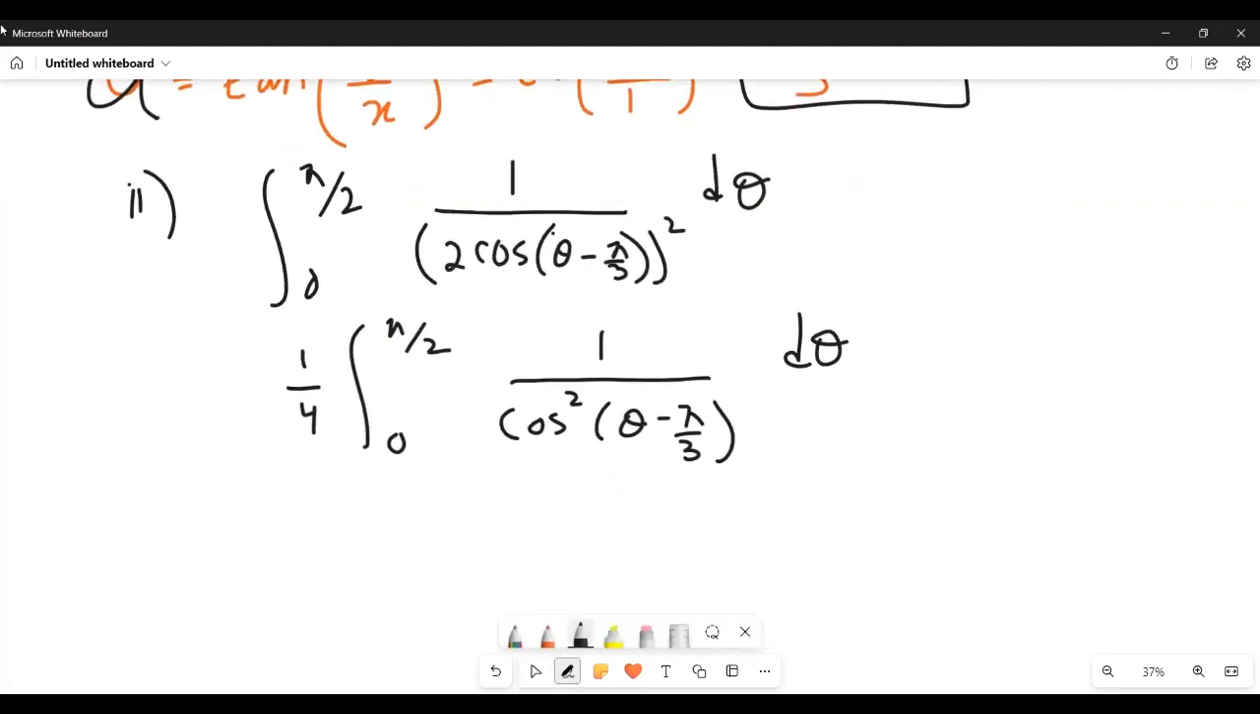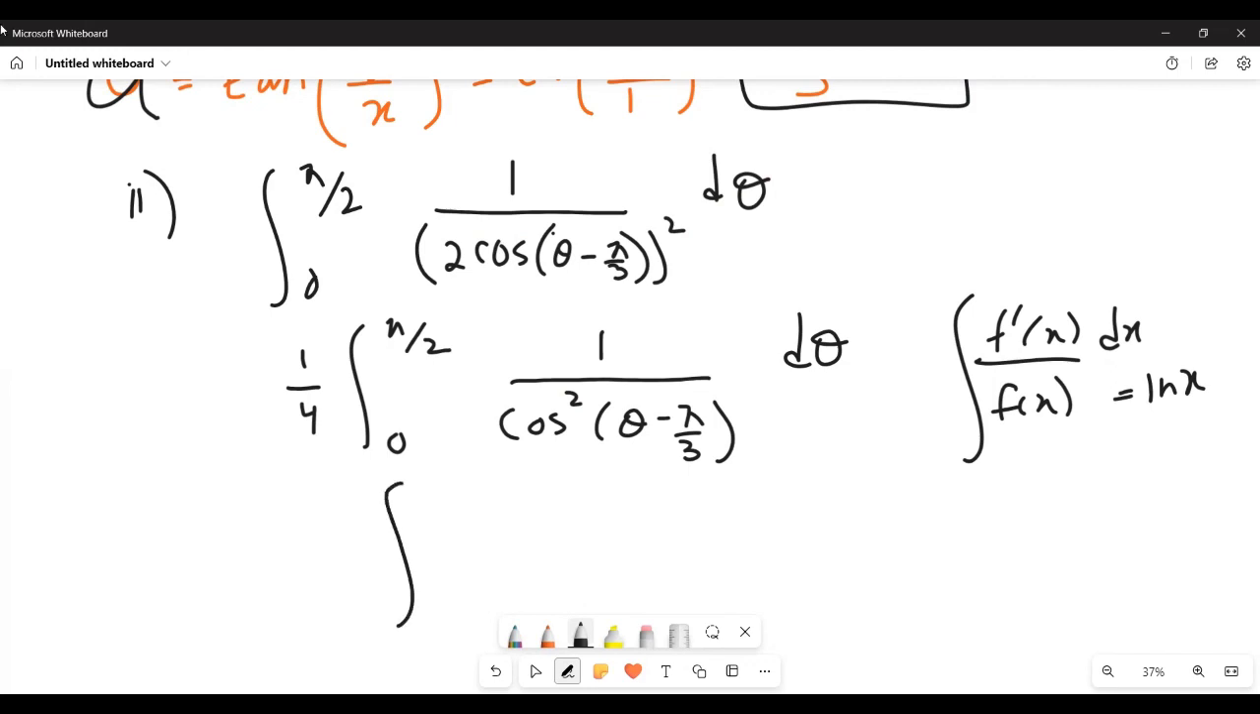Now, we haven't studied any rule of integration where you have a function in the denominator and just 1 in the numerator and you get to integrate it. We have studied that if you have something in the denominator and the derivative of that in the numerator, then it becomes ln x. So that is not applicable here. But if you send cos squared(theta minus pi by 3) to the numerator, it becomes secant squared(theta minus pi by 3).